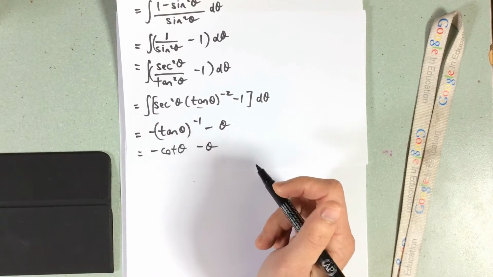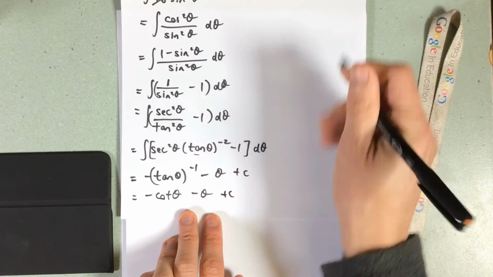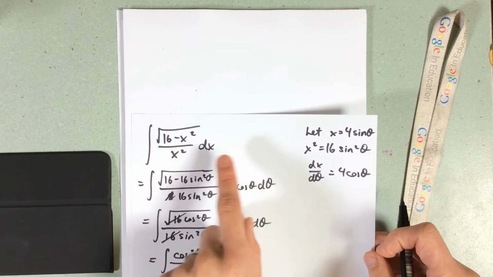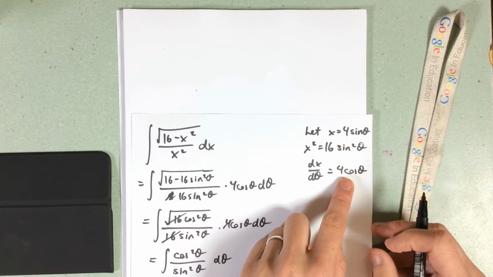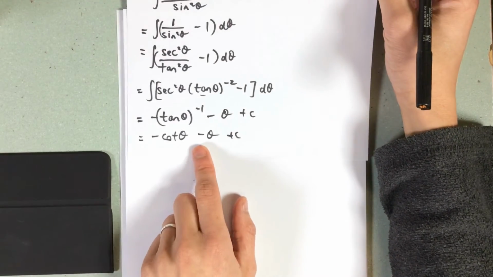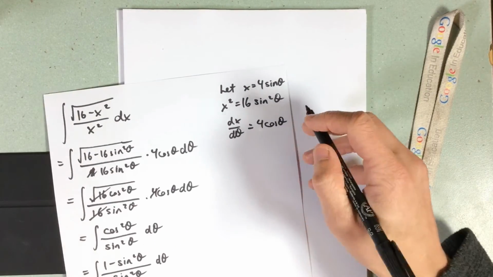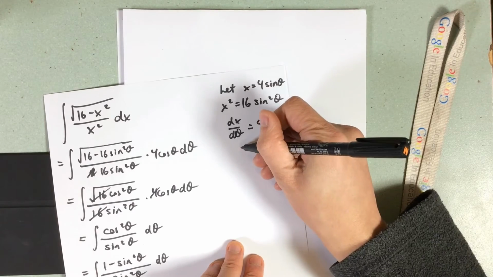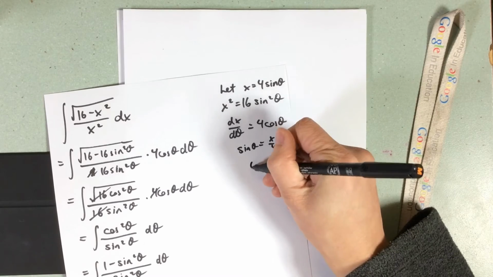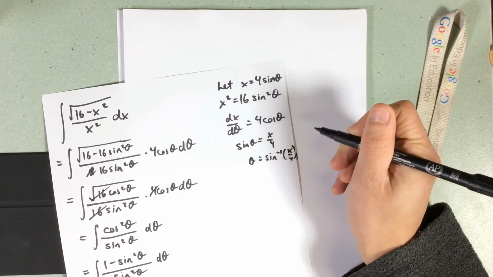This is good, but our original question had nothing to do with thetas. Sorry, I should have added the constant in there. The original question had to do with x's, right? So just like I got rid of the x's and put them in terms of thetas, I should do it in reverse to get it back in terms of x's. So the question is, what can I do with these? Well, the theta is easier to resolve. If you have a look at x equals 4 sine theta, I can make sine theta equal to x on 4 by dividing both sides by 4. And that gives you this result. Theta is sine inverse of x on 4, in a restricted domain anyway.